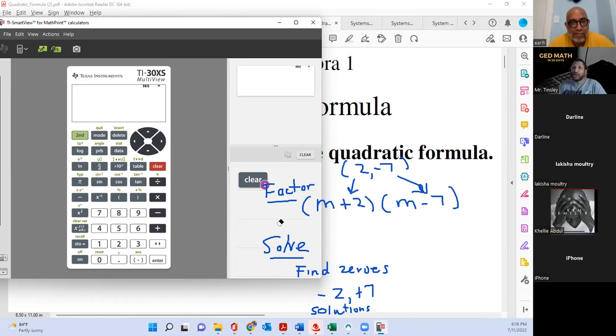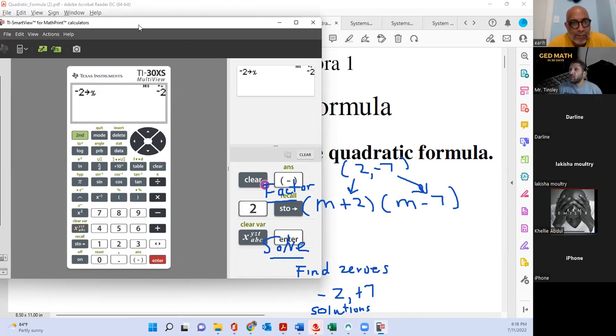Can anybody tell me how to store -2 on this calculator? I forgot already. How can I store? Down by the inner sign. Minus. Yes. -2 store X. Now, Mr. Tinsley, I thought M was -2 and I thought M was +7. You're right. We don't have the variable M on this calculator. But remember, we can use any variable. It doesn't matter. So -2 is X.